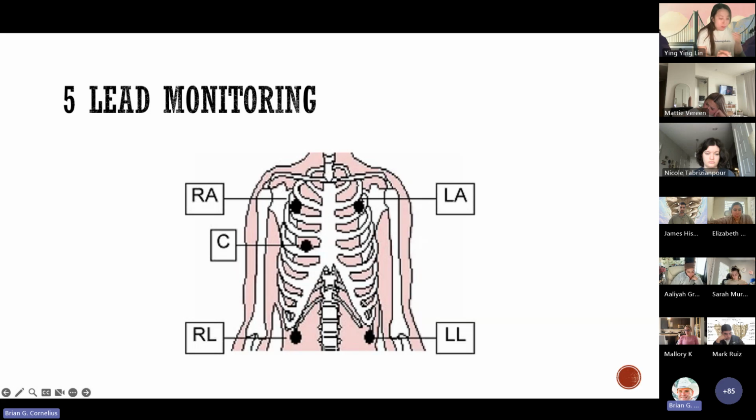So this is the traditional placement for your 5 leads. I say traditional placement because, especially in anesthesia, we wind up augmenting this a lot of times. But one of the things you have to consider is that as you start augmenting things, you may lose a lot of your perspective. So traditionally, think about the focus point to your heart, and especially as you start talking about axis determination, that's really important. But it's RA, right arm, left arm, chest or cardiac lead, and right leg and left leg.